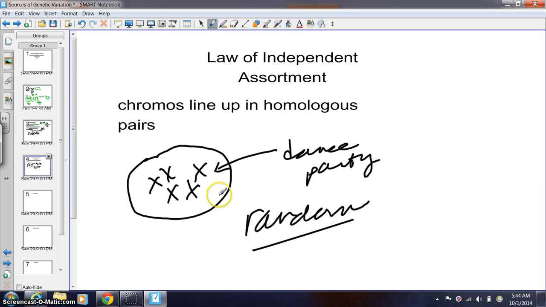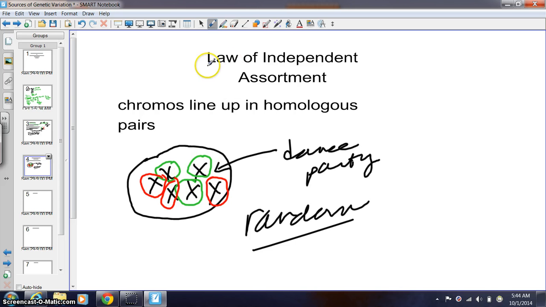So what I'm saying here is that, let's say, these green ones that I'm circling are all of the maternal chromosomes, and then the red ones I'm circling are all paternal. So maternal means mom, paternal means dad.